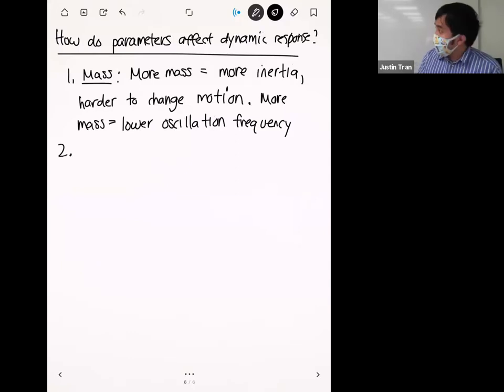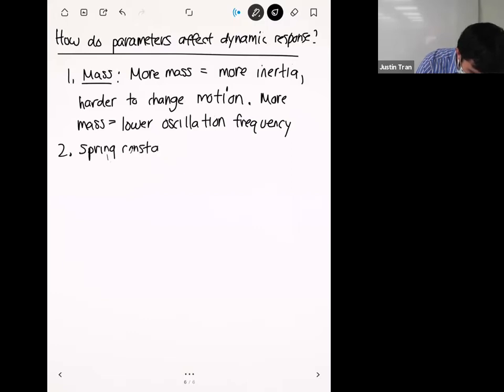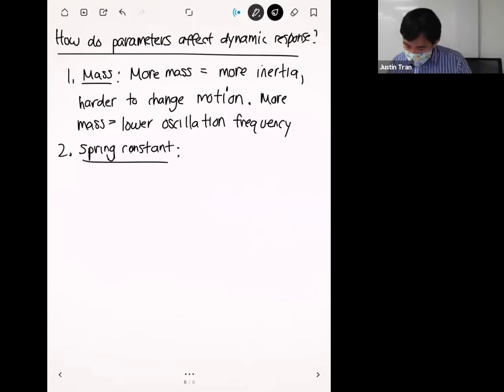All right. So the spring constant is going to have the opposite effect. And so a higher spring constant basically means that your material is going to be stiffer.